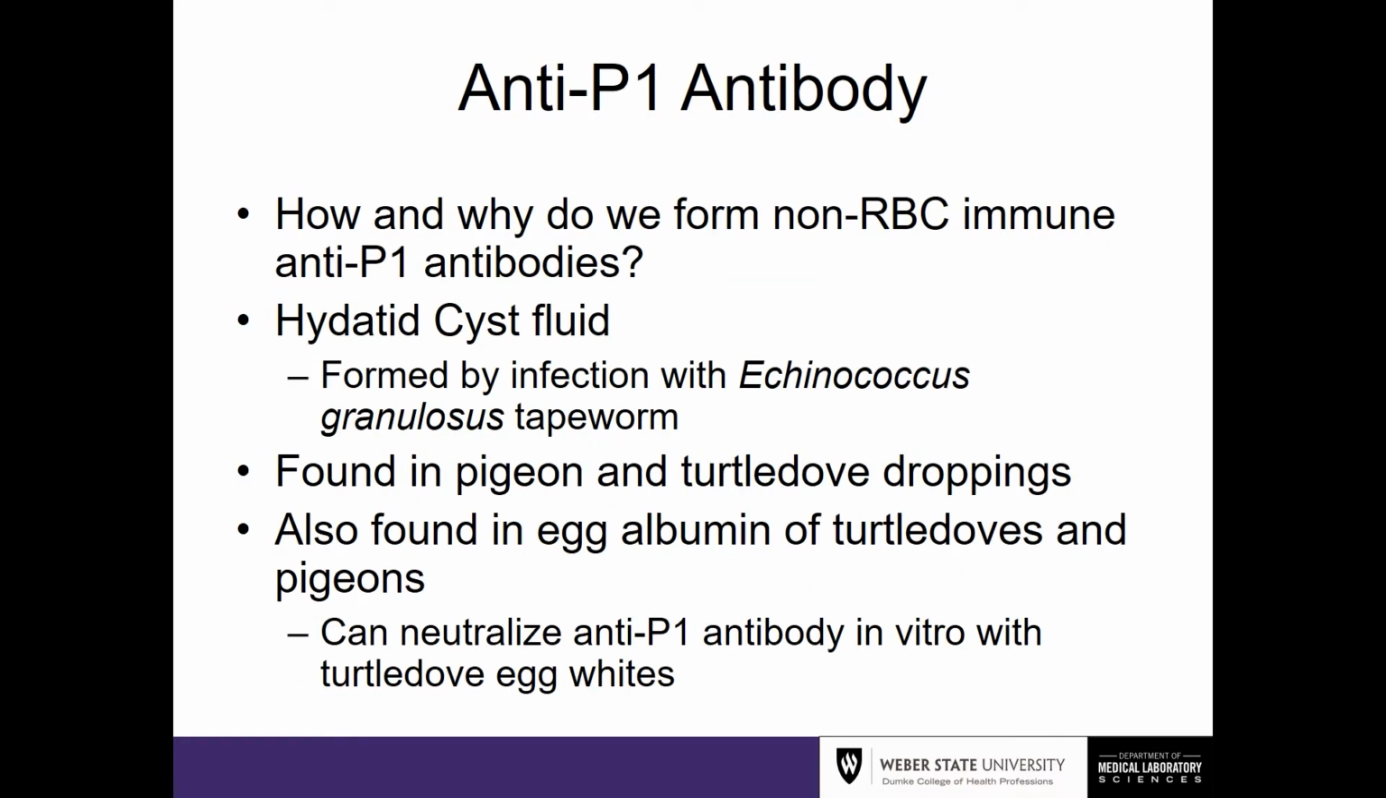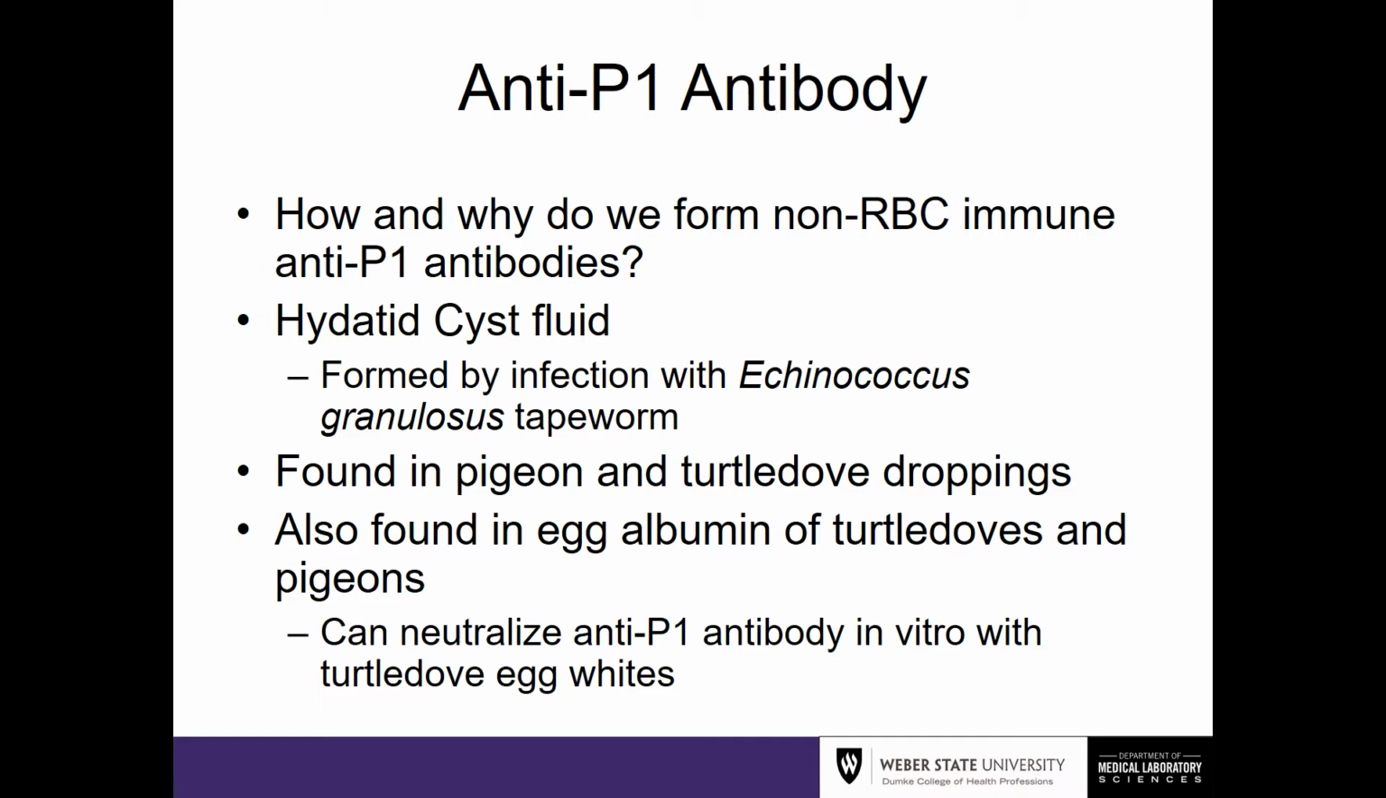So let's go back to our non-RBC immune part of this. How and why do we form non-RBC immune anti-P1 antibodies? There are a few ways that we can do that. One would be exposure to hydatid cyst fluid. These cysts are formed by infection with the Echinococcus granulosus tapeworm.